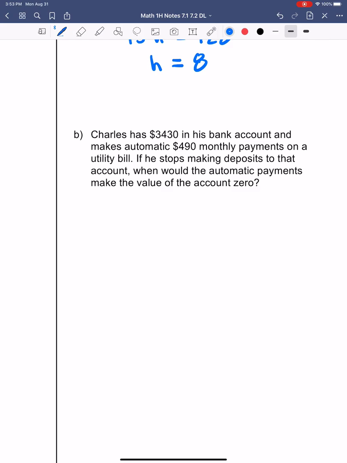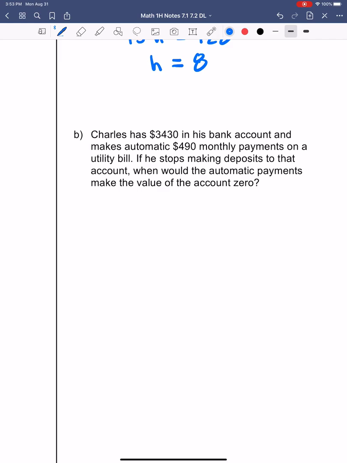Next one says Charles has $3,430 in his bank account and makes automatic $490 monthly payments on a utility bill. Okay, so that money's coming out of his bank account because he's making payments. If he stops making deposits to the account, so that means he's not adding anything to the account anymore, when would the automatic payments make the value of the account 0? Well, first let's set up an equation to model what we have here.